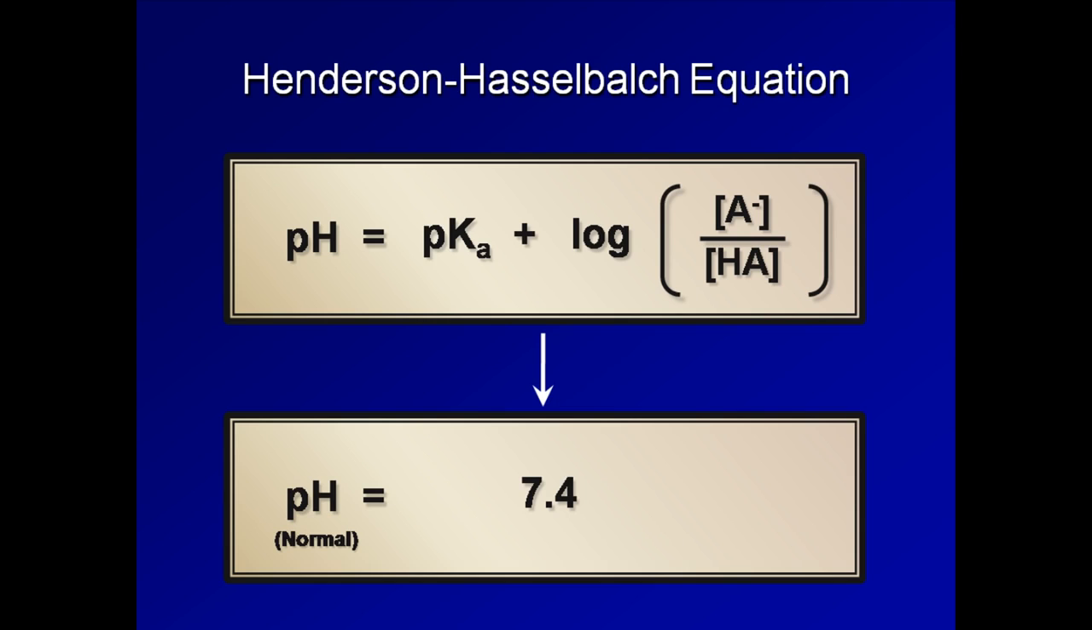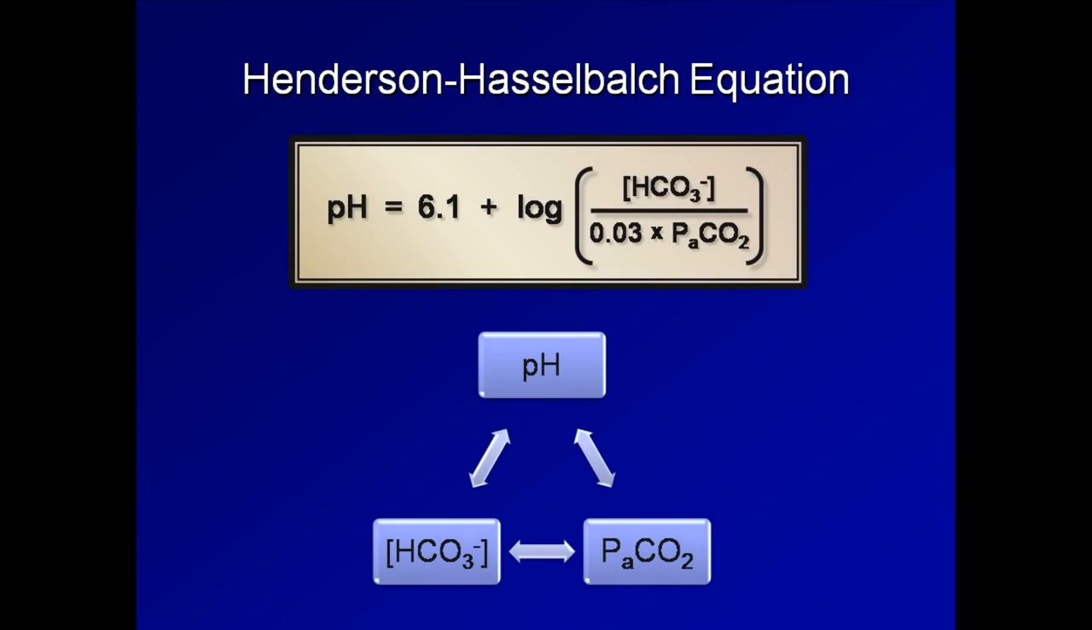You might now ask, so what? Well, here's the clinical relevance of the Henderson-Hasselbalch equation. Since this equation defines a relationship between arterial pH, bicarbonate concentration, and the partial pressure of CO2 in arterial blood, it is impossible to change one of these values without altering the others.